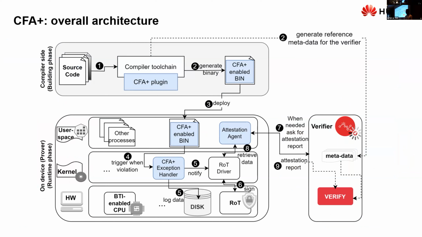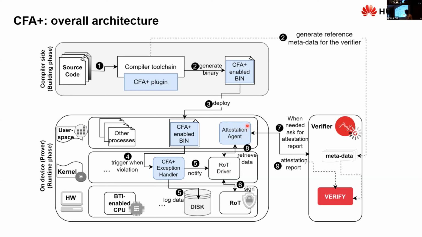The overall architecture of this technology is starting with the compiler toolchain. So we have a CFA Plus plugin for LLVM, and that allows us from the source code to add the additional instrumentation that I showed you. And then once we deploy the binary on an actual device, which we see on, maybe I use the laser, so this is the actual device. And you see here that we have an exception handler. It's a kernel module that is the one intercepting the violations and logging them in a log that is anchored to the root of trust.